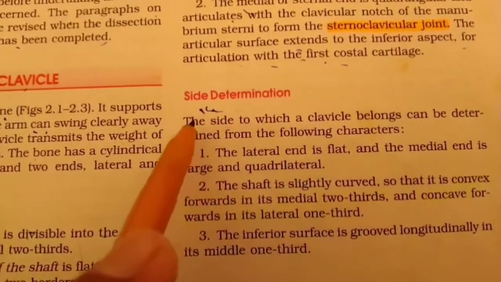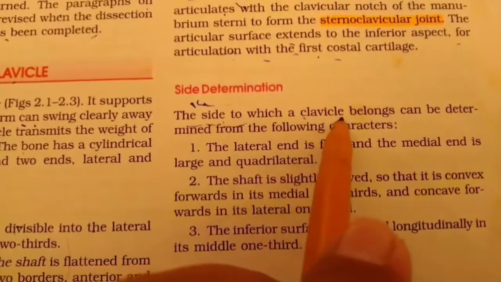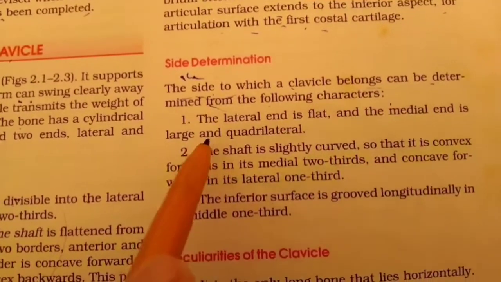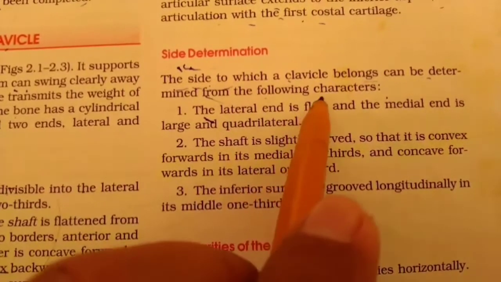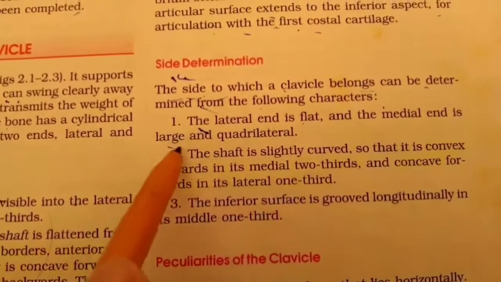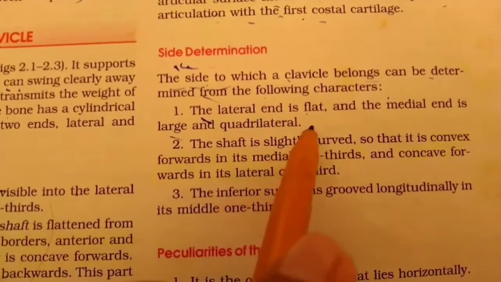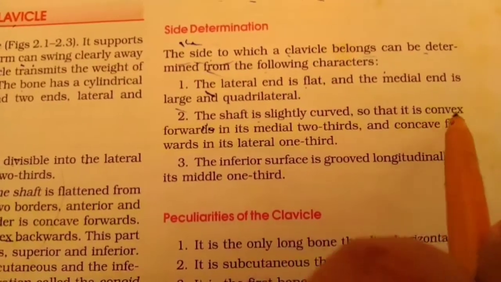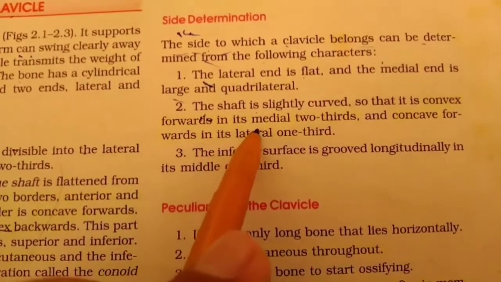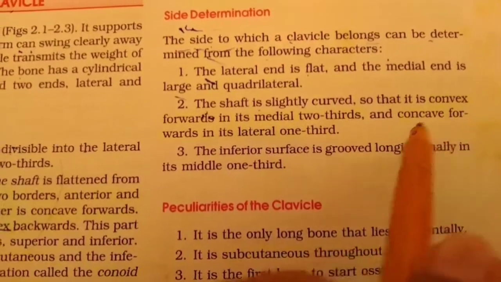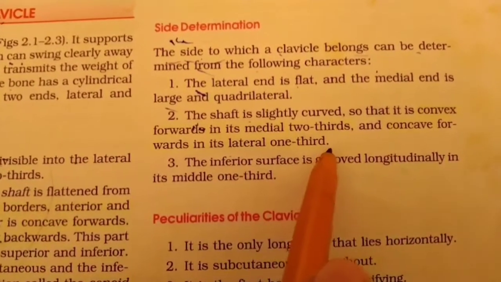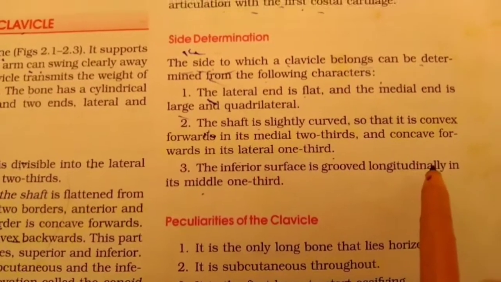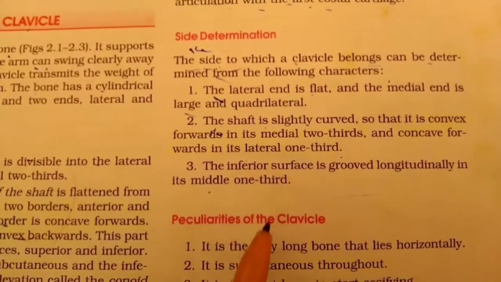Side determination. The side to which a clavicle belongs can be determined from the following characters. Number 1, the lateral end is flattened and the medial end is large and quadrilateral. Number 2, the shaft is slightly curved so that it is convex forward in its medial 2/3 and concave forward in its lateral 1/3. Number 3, the inferior surface is grooved longitudinally in the middle 1/3.